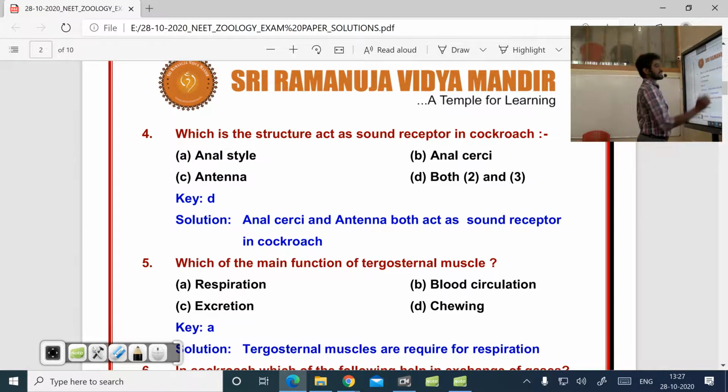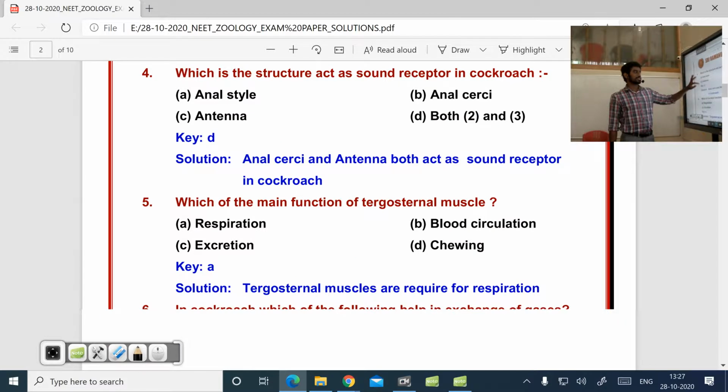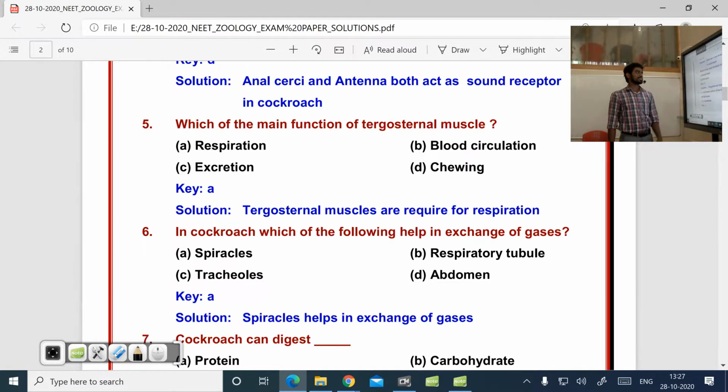Anal style and anal cerci. Okay, both two act as the sound receptor in cockroach. So this is about some additional question, right? So next question, see student, this is an NCERT question, fifth question.